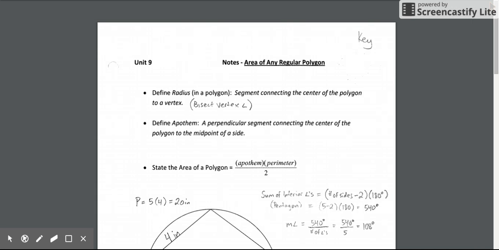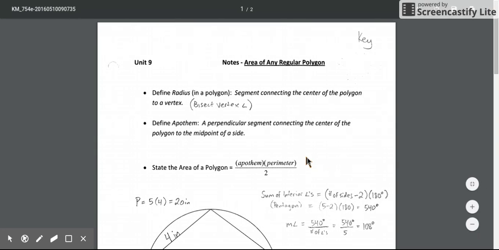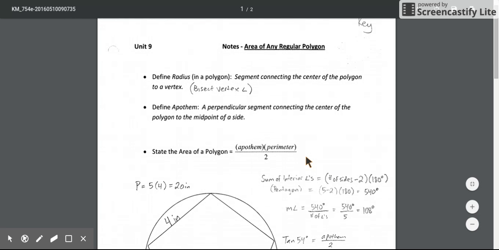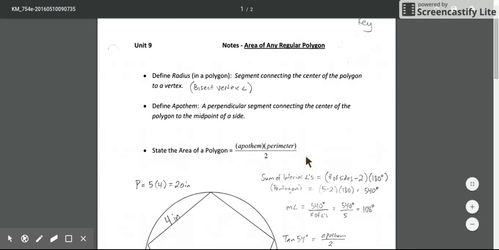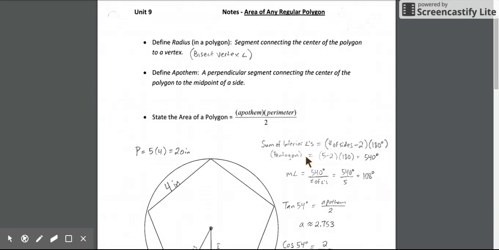In this video, we're going to be explaining how to find the area of any regular polygon. A regular polygon is a polygon with all equal sides. So every shape that we talk about in this video is going to have equal side lengths. First thing we want to do is define a few words.